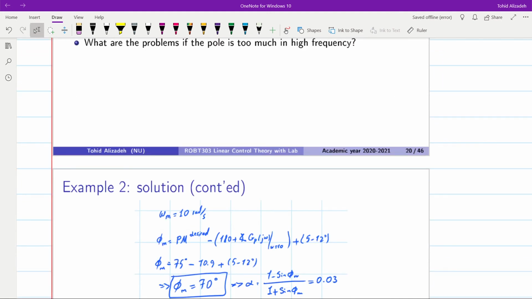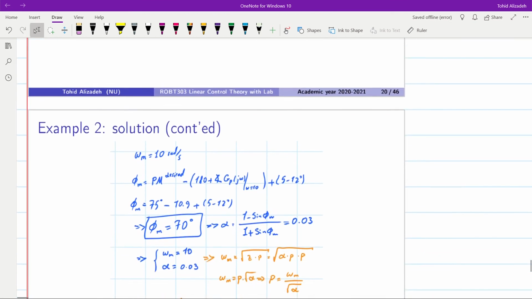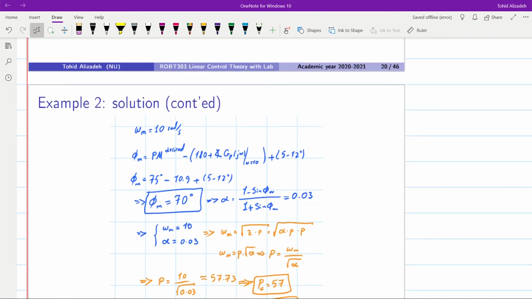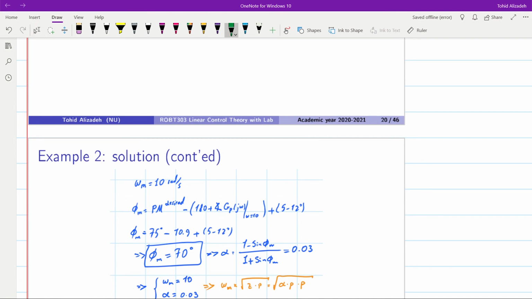Okay, so here we have the approach for designing the lead compensator. Omega m is selected as 10 radian per second because this is the desired crossover frequency. Then for phase margin, we do like this.